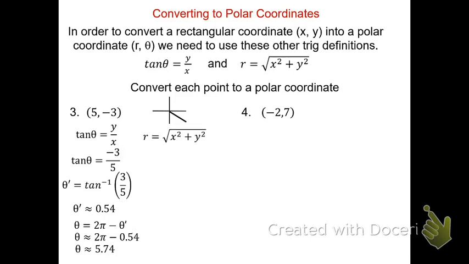R is going to be the square root of x squared plus y squared, which when we substitute it in is going to be the square root of 5 squared plus the quantity negative 3 squared, which is the square root of 25 plus 9, which is going to be root 34. Now we don't need to simplify it, we can just call it root 34. So it's going to be the coordinate root 34, comma, 5.74.